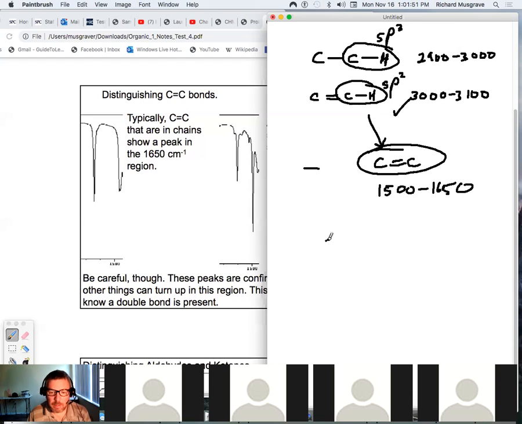Now, the way to distinguish them: if you've got a C double bond C that's part of a chain, that's going to be at approximately 1650. But if you've got a C double bond C that's part of an aromatic ring, you'll find those kinds of peaks between 1500 and 1600. So that's helpful. If you know you've got a C double bond C and you want to know what kind of C double bond C it is, that's how you can figure it out. Does anybody have any questions?